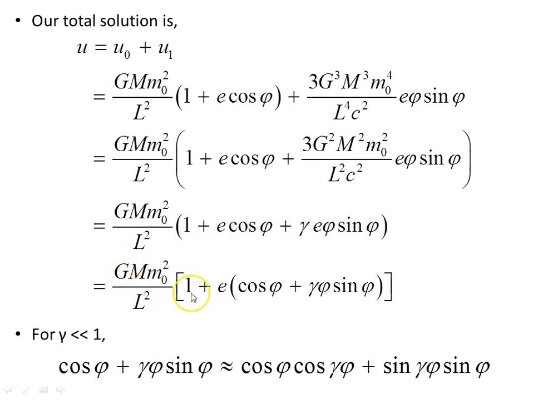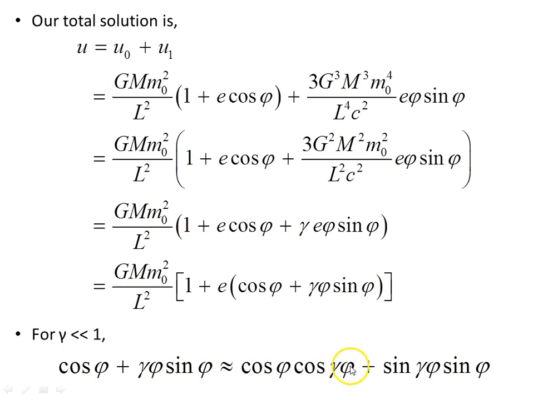Then we have this object plus 1, inside 1 plus, and factorise the common factor of E in the last two terms here, E outside of cos phi plus gamma phi sine phi. Now for gamma much less than 1, we're going to make use of some trigonometric identities. The part in the parentheses, cos phi plus gamma phi sine phi, is approximately cos phi cos gamma phi.